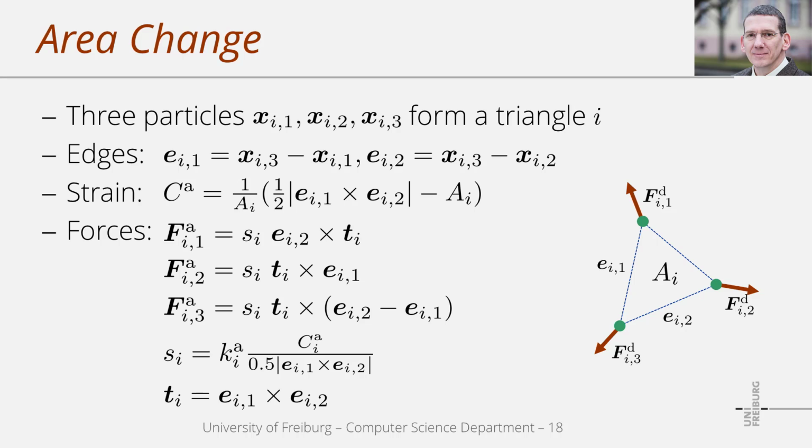And these 3D directions are actually the most interesting aspect here. On one hand, all forces act in the plane of the triangle formed by these three particles, and on the other hand, each force is orthogonal to the edge opposite to the respective particle. So for instance, the force Fi1 is orthogonal to the edge Ei2, and also Fi2 is orthogonal to Ei1.